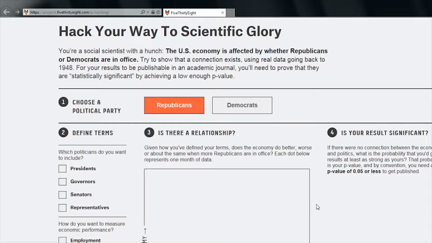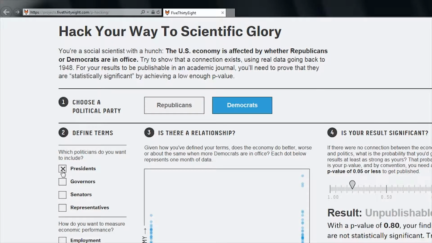So let's start out by seeing if the gross domestic product, or GDP, gets bigger with Democratic presidents. So Democrat president. Unfortunately, it doesn't. P is equal to 0.8, way up here, which will never get us published.